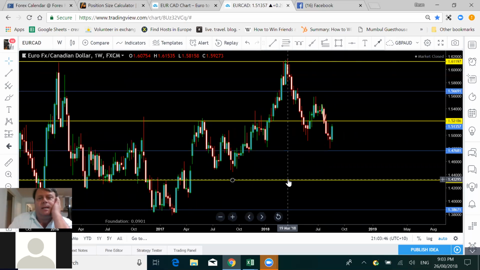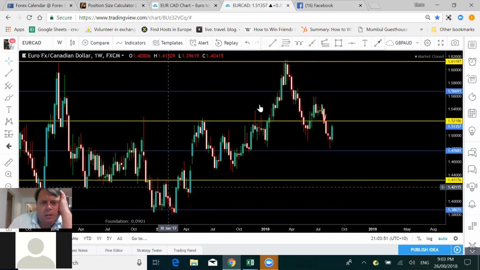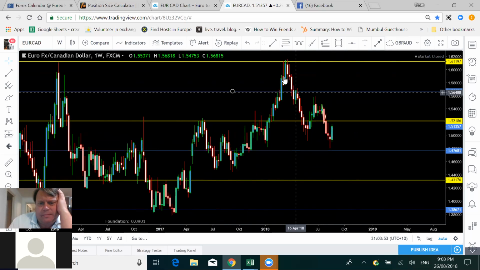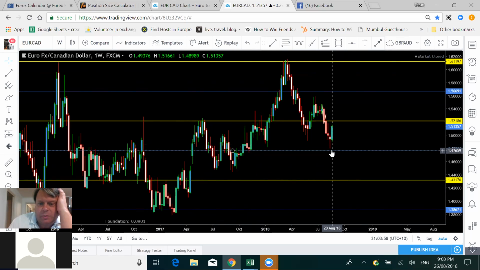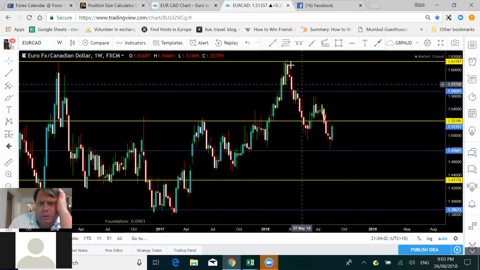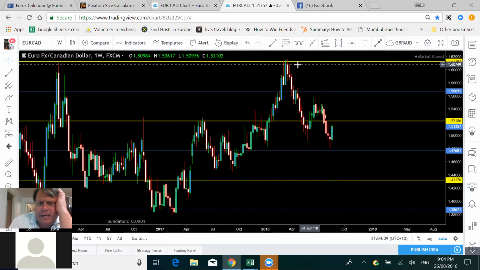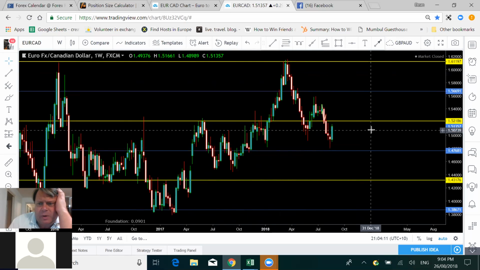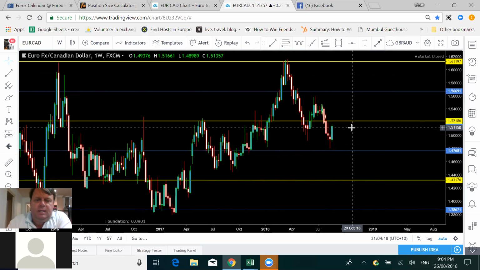So weekly is a little bit interesting. You can see that we've been in an uptrend, but we're now in a downtrend. Actually, we're not in a downtrend, we're possibly forming a downtrend. We've got a lower low here, and we've got a lower high. So we're in a possible downtrend forming. There's the 1.52 resistance line that we were talking about, and we're right in around this particular area.